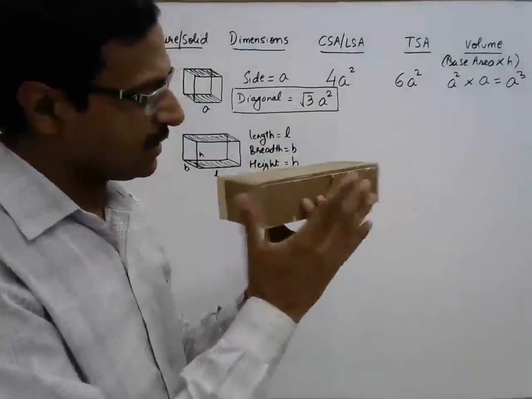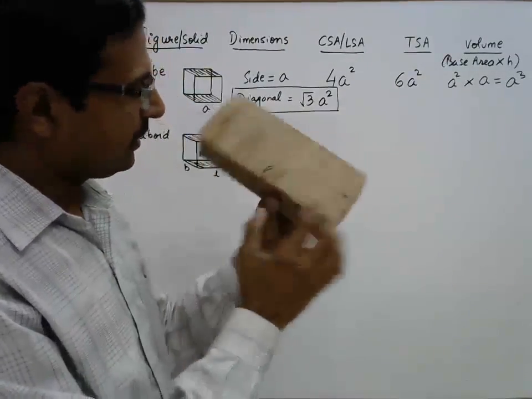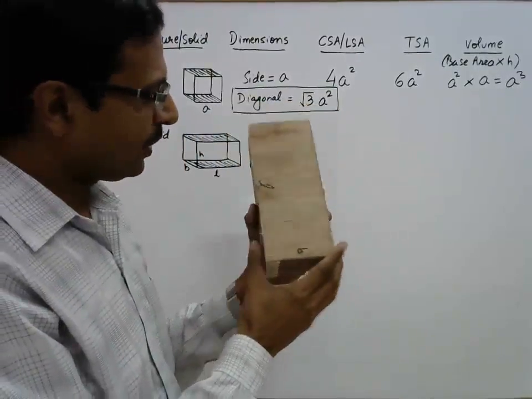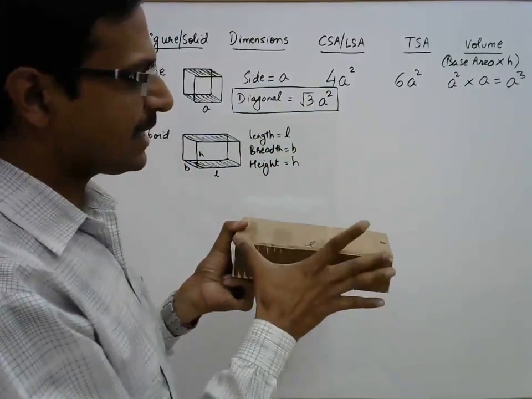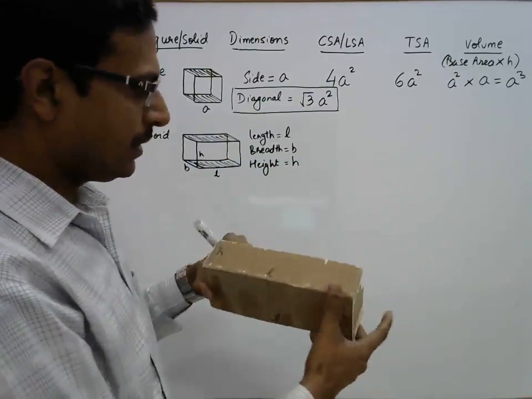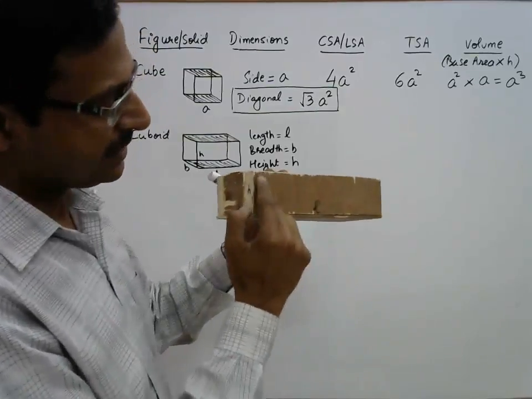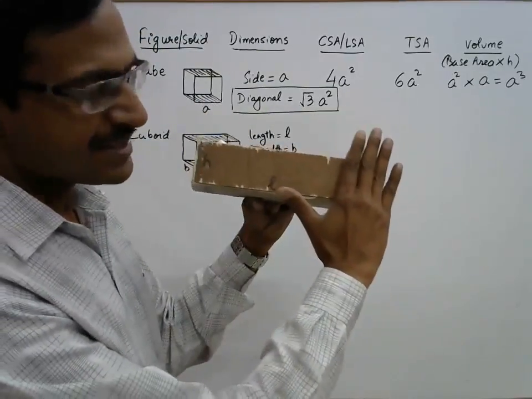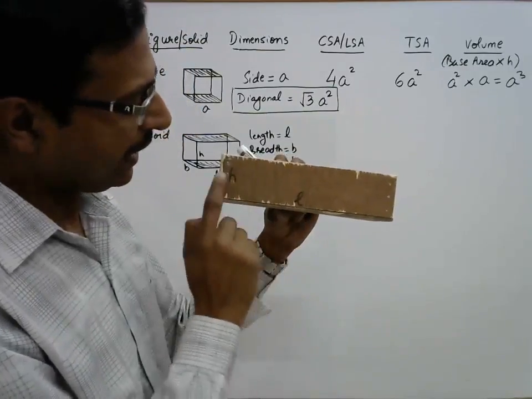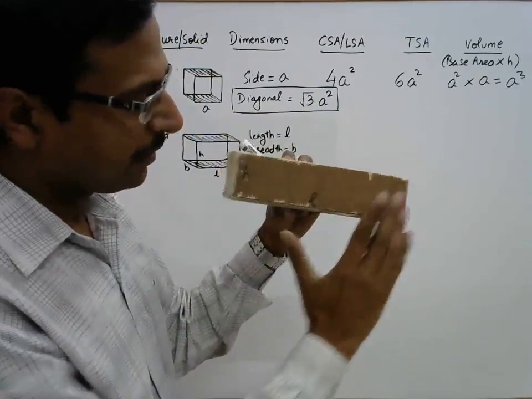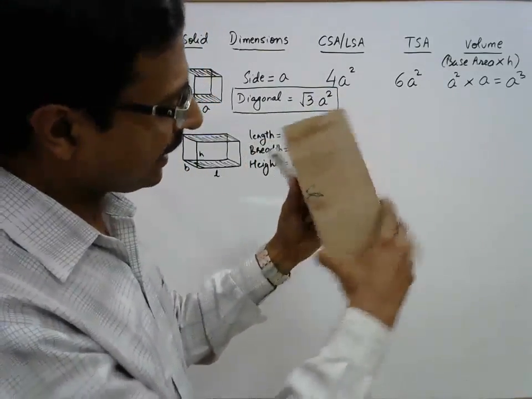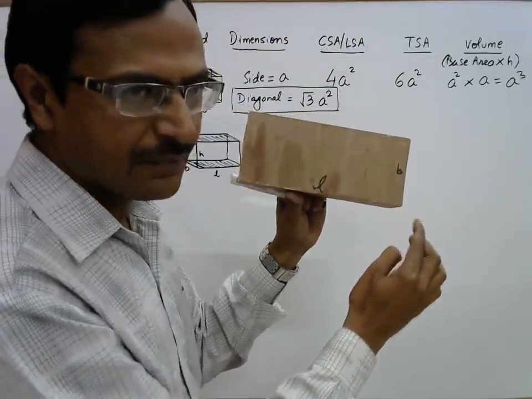This is a box, and this box has the length L. Say, if you keep it like this, this is length L, this is breadth B. See, I have labeled it here, B and length. This is the height. So, if you see this face, this is L and this is H. So L and H are the dimensions of this rectangle. For this rectangle, you have B and H, and for this rectangle, you have L and B.